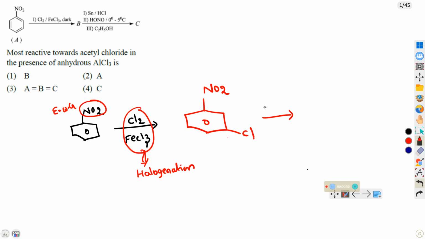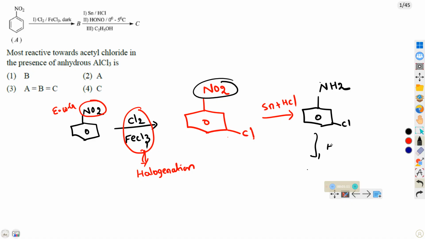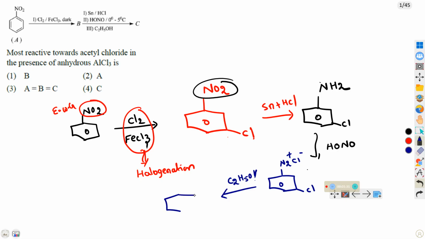It reacts with Sn plus HCl. The NO2 group is converted to NH2 group. It reacts with HONO, and the diazotization process takes place. N2+Cl- reacts with C2H5OH, replacement by hydrogen. Then finally it gives chlorobenzene.